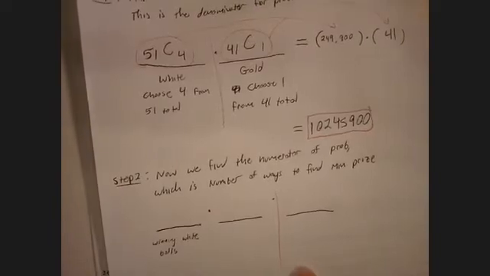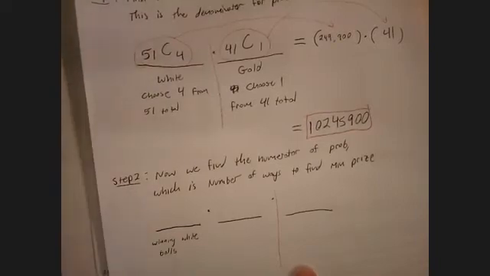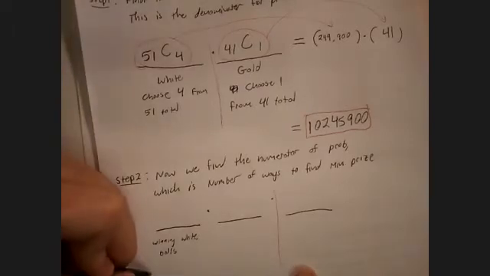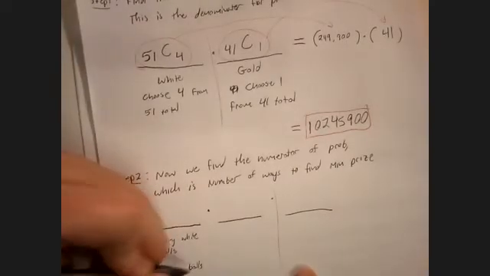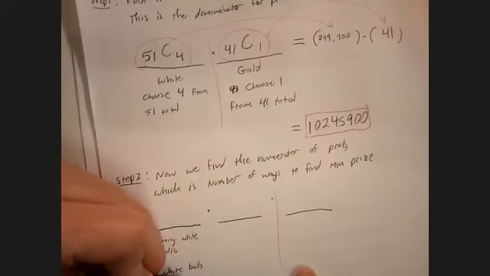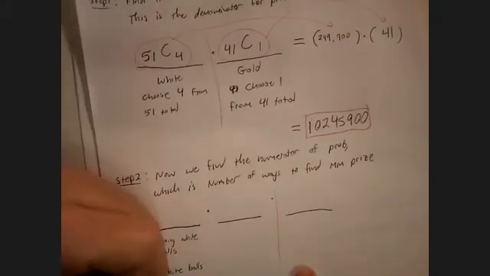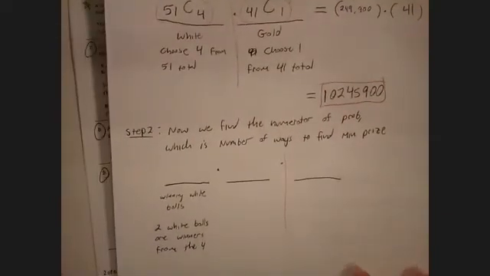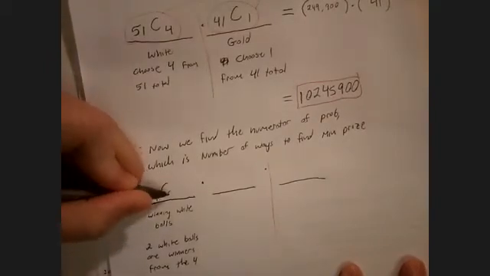So the way I can win in this example is, for this one, they want 2 white balls from the 4. Okay, so in this case, 2 white balls are winners from the 4 winning white balls. So I only have to match 2 white balls from the 4. So that's why this part is 4 choose 2.